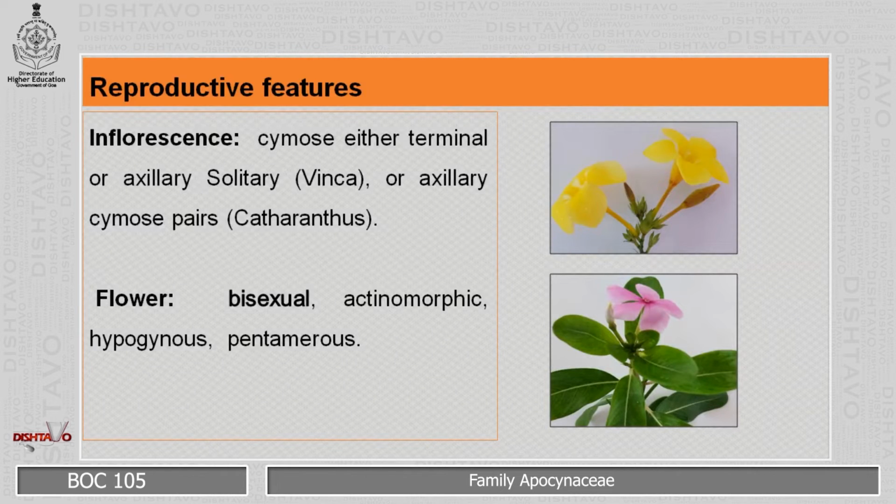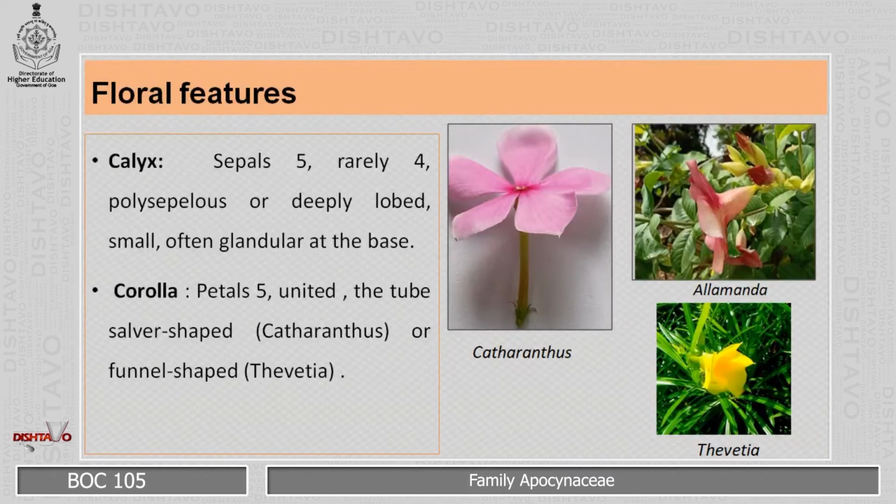So it is actinomorphic, hypogynous because it has a superior ovary, and pentamerous. The word penta means 5. So we have 5 sepals and 5 petals. So therefore pentamerous. Now going to the calyx, we know the flower has 4 important whorls. Now which are the 4 important whorls of the flower? The calyx, the corolla, the androecium and the gynoecium.